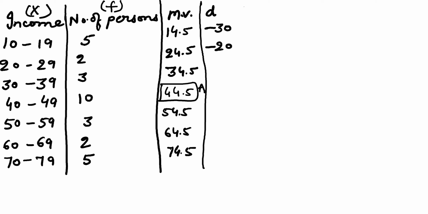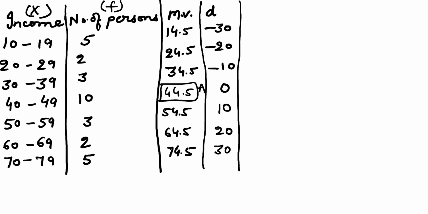Then 34.5 minus 44.5, we will get minus 10. Then 44.5 minus 44.5, we will get 0. 54.5 minus 44.5, we will get 10. 64.5 minus 44.5, we will get 20. And 74.5 minus 44.5, we will get 30.